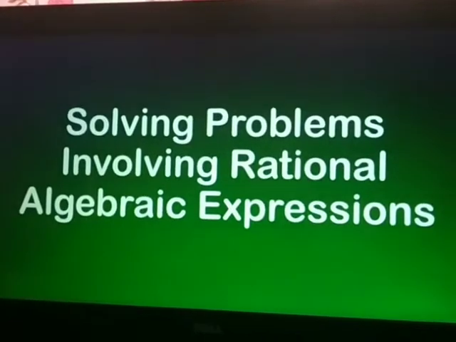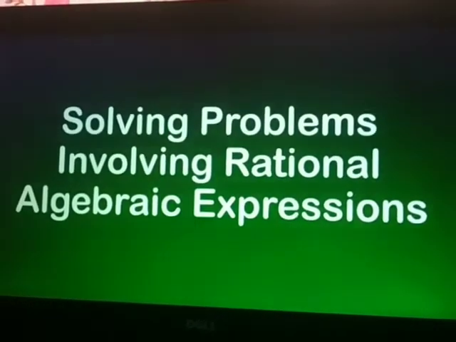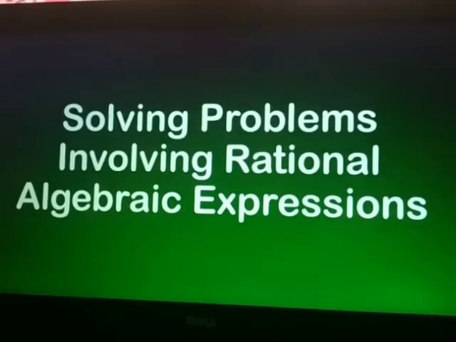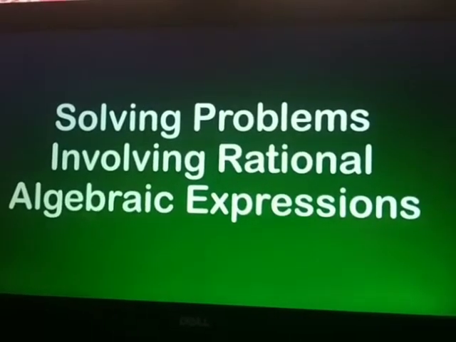This time, we will go to solving problems involving rational algebraic expressions. Let's use the operations on rational algebraic expressions to solve problems. Let me give you tips.